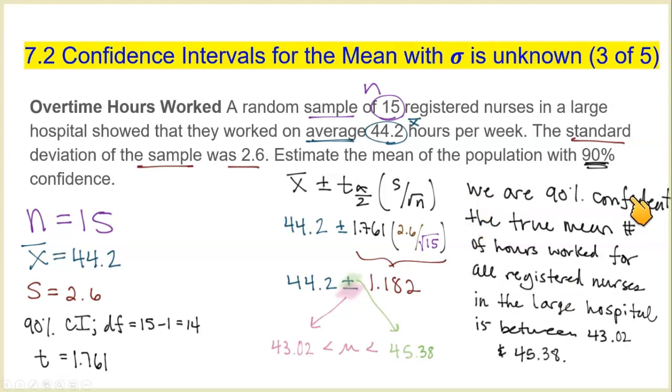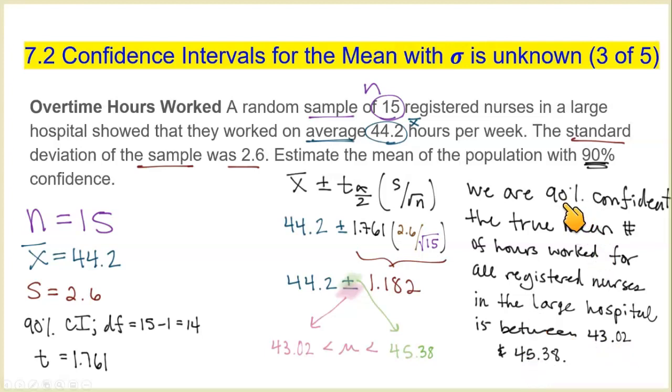So we are 90% confident that the true mean number of hours worked for all registered nurses in a large hospital is between 43.02 and 45.38 hours. I didn't say hours again because I said hours up here. So those two values are pertaining to hours. And depending on your homework, how it asks you to round, this says the nearest whole number. So between 43 and 45 hours.